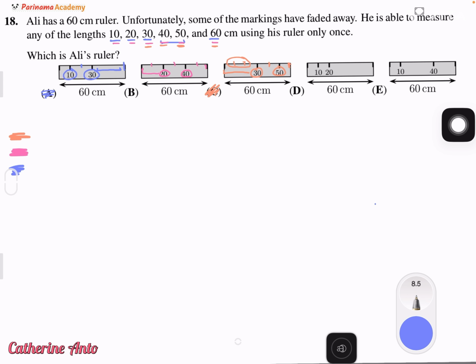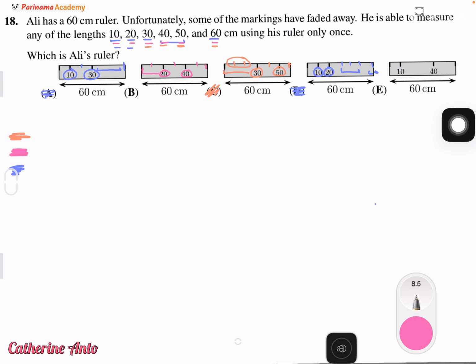Next, looking at D, we have 10 and 20 given. And then we have 60 at the end. So now we have 30, 40, and 50 in between. And since there are 3 extra missing numbers, we probably can't make an exact point. So D is not the answer either.